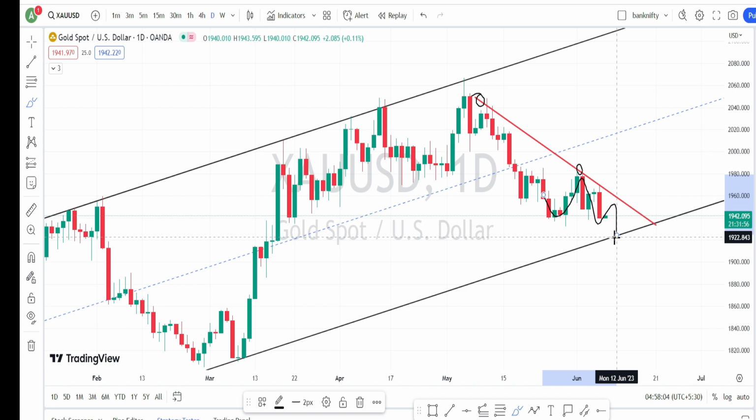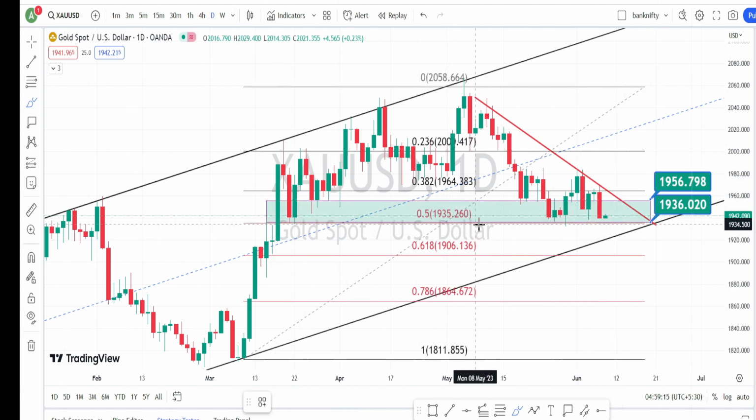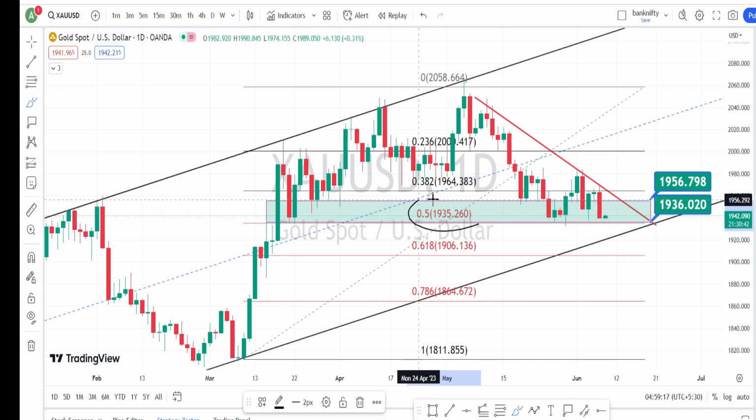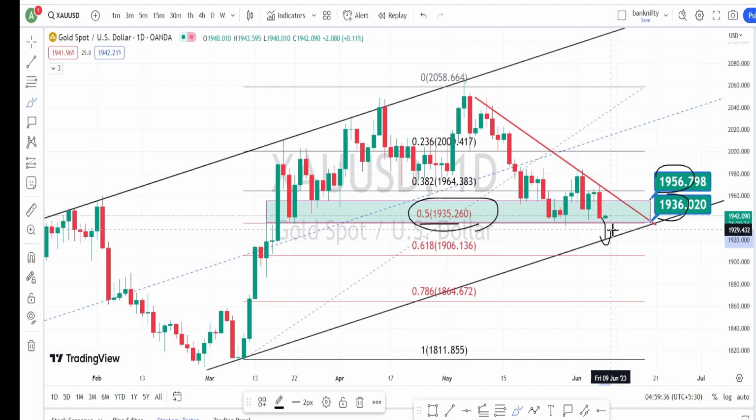And when we look at the current support and resistance levels using the Fibonacci tool, currently it is taking support around the 50% of the Fibonacci retracement level, which is between 1956 to 1936. So it has to break this support zone in order to continue its bearish side retracement, and if it continues, next level of support is going to be the bullish channel pattern trend line or the support line.